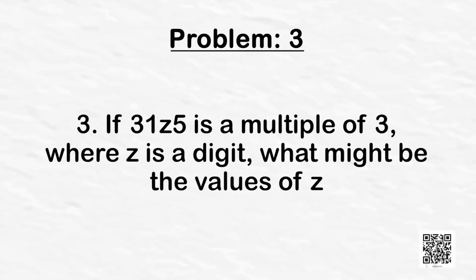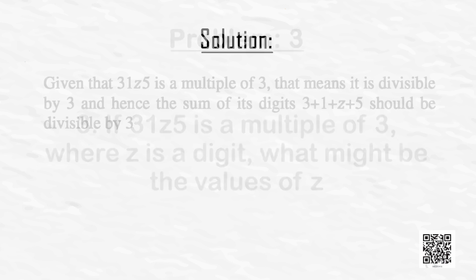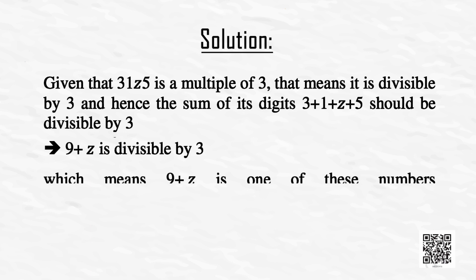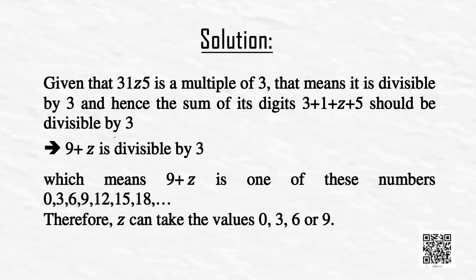Students, let's look at another problem. If 31Z5 is a multiple of 3, where Z is a digit, what might be the values of Z? Students, it is given that 31Z5 is a multiple of 3. That means it is divisible by 3 and hence the sum of its digits 3 plus 1 plus Z plus 5 should be divisible by 3.